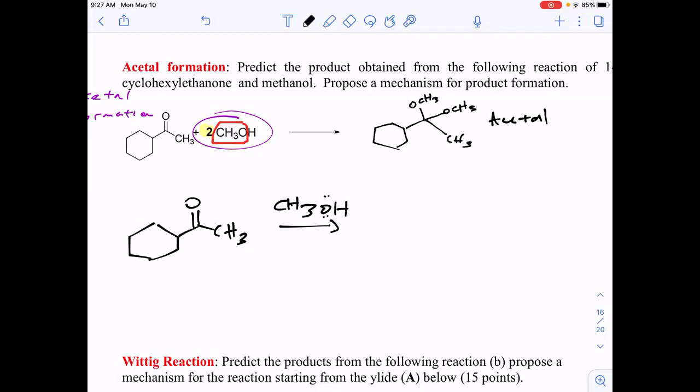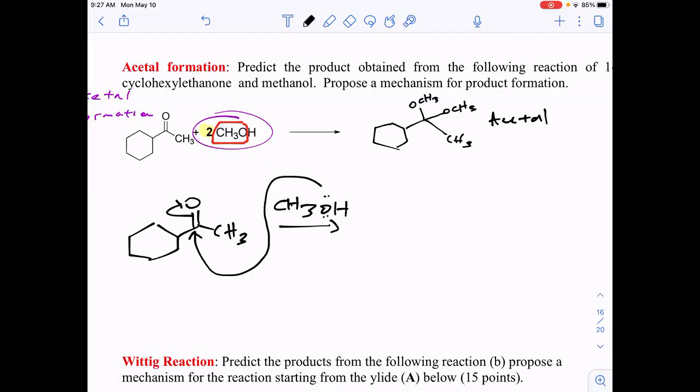So the first arrow would be going from the double bond to the oxygen, right? And then the nucleophile is going to attack the middle part. So we're going to attack this carbon, right? Good. So that's the first step, nucleophilic attack. Anytime you have a carbonyl and a nucleophile in solution with it, that's the first thing that's going to happen.